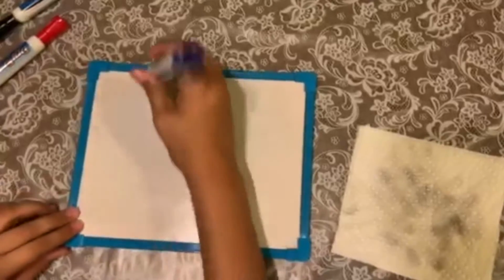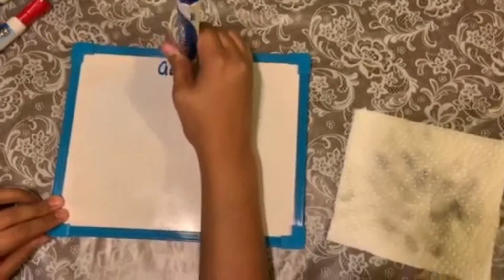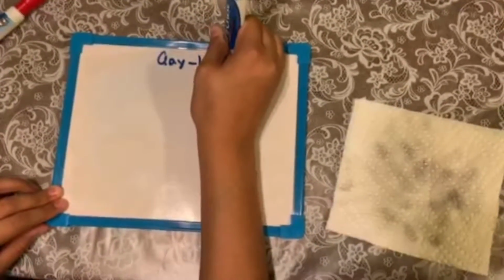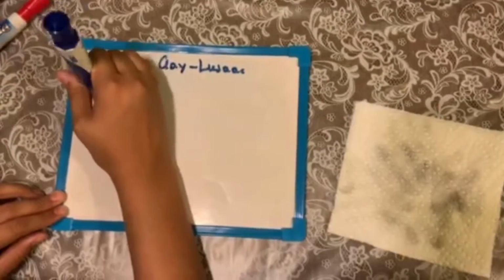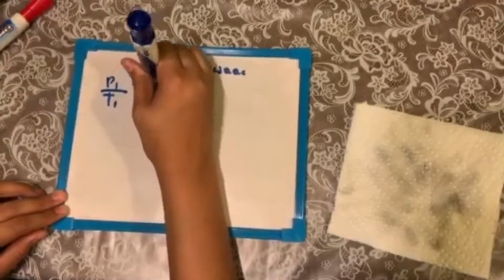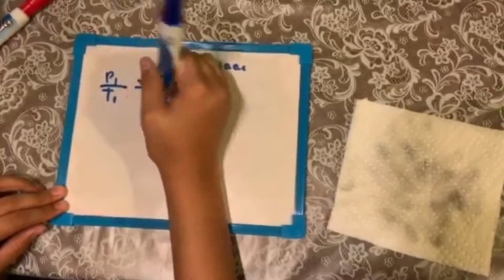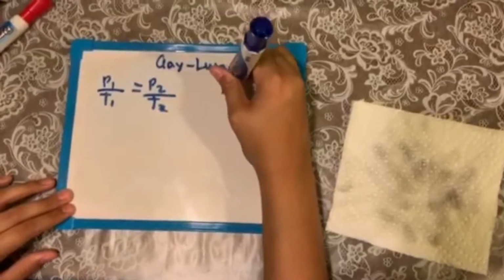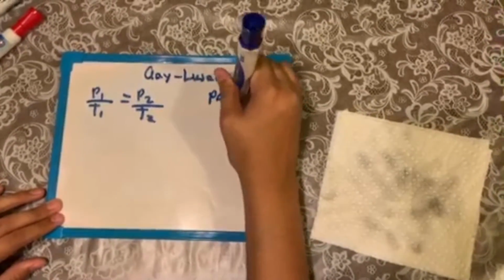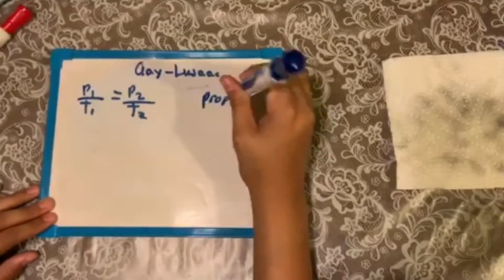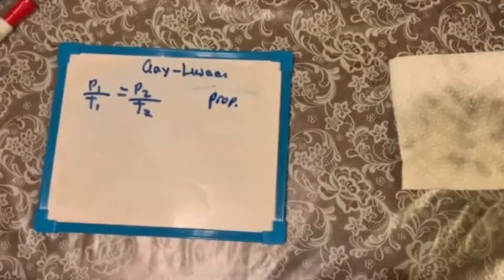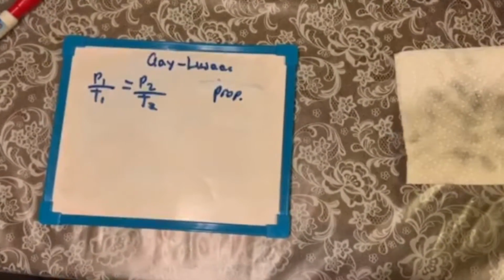So next up, we have Gay-Lussac's law. This law states that pressure 1 over temperature 1 is equal to pressure 2 over temperature 2. Now, unlike Boyle's law, this gas law is proportional. This means if one rises, the other one rises as well.